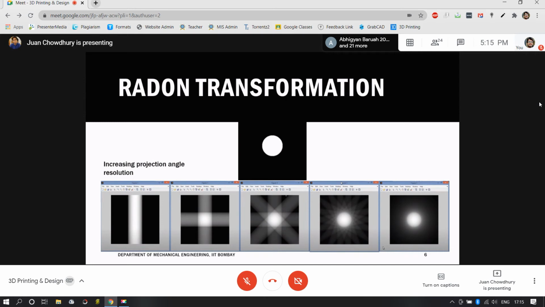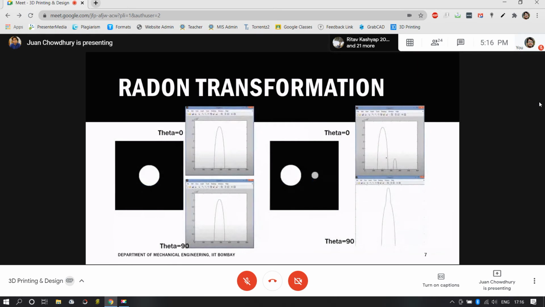So here is another example to further clarify the concept of this back projection technique. So the first element is take a Radon transform and then apply the back projection. Of what kind? Filtered. Okay, so what you get is a 2D slice of the 3D object.